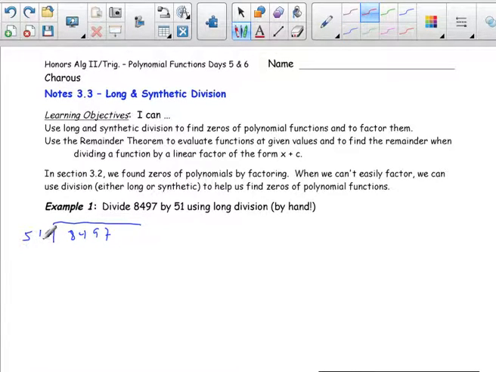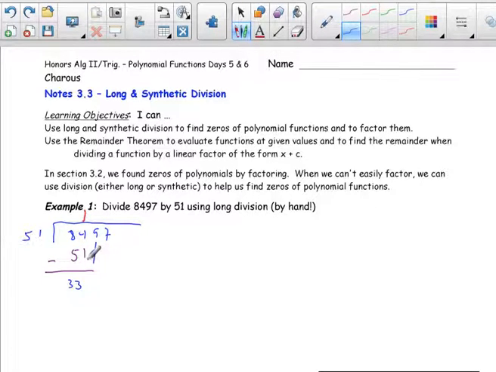That means you're going to ask yourself, how many times does the number 51 go into 84? You're going to answer your own question: it goes in 1 time, and you're going to write 1 on the top of the house above the 4 because you're dividing 51 into 84. The next step is you're going to multiply. 1 times 51 is 51, and then you're going to subtract 51 from 84, and you're going to get 33.